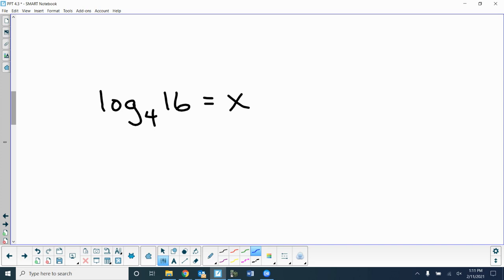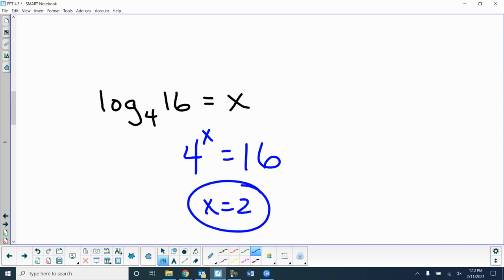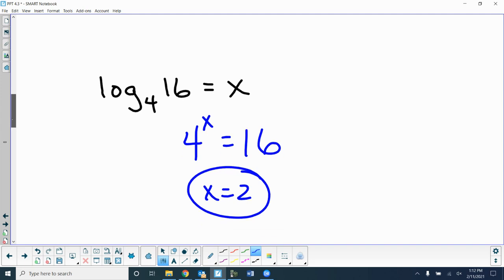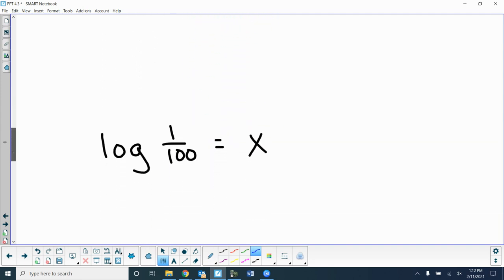So what's this? What's the exponential form? 4 to the x is 16. So it's 2, right? 4 squared is 16. Making sense? Pretty easy, right? How about this one?